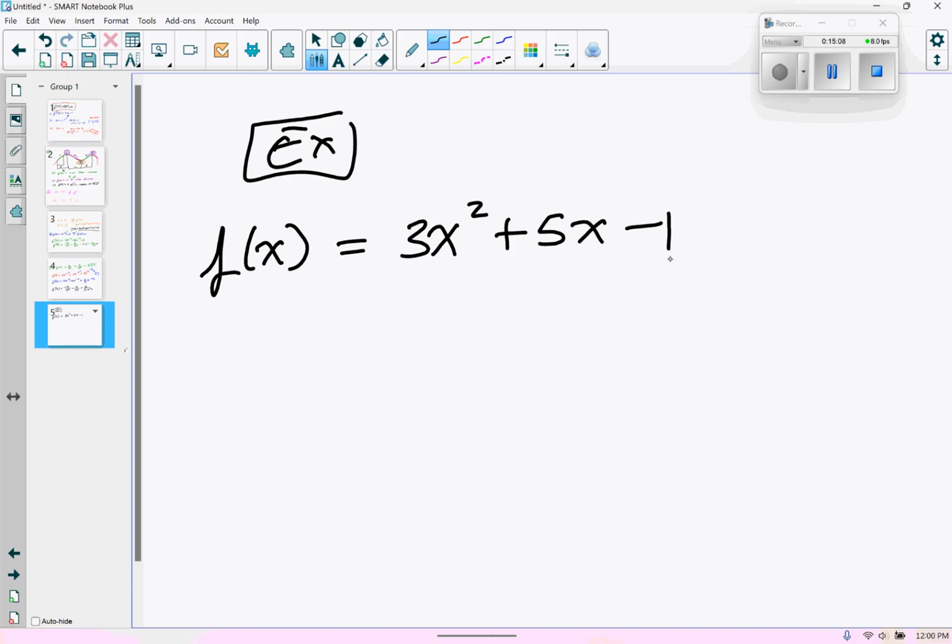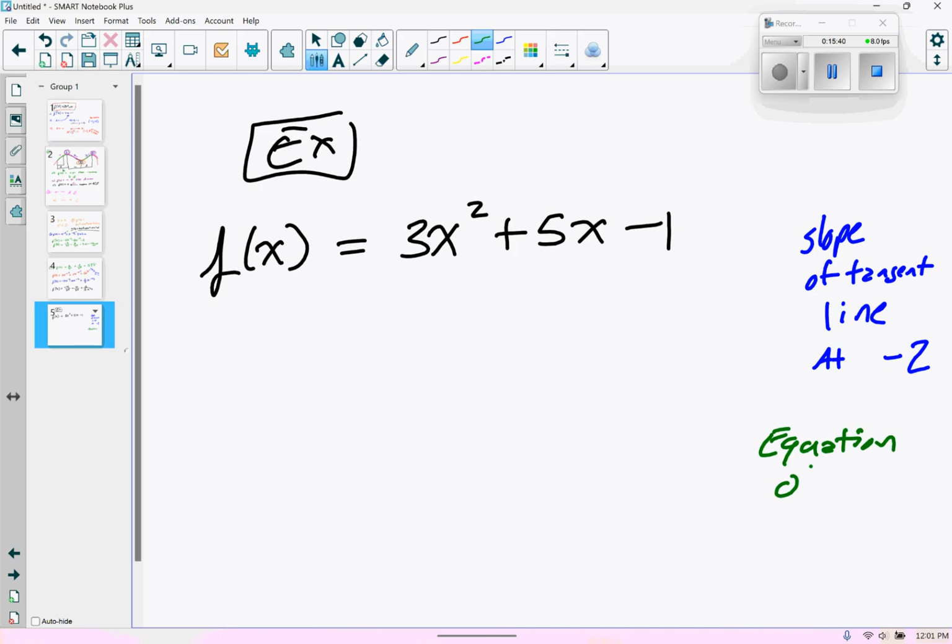Okay, and we want to know two things. The slope of the tangent line at -2. Let's go with that. And then the other one I want to do is we want the equation of the tangent line at -2 as well.